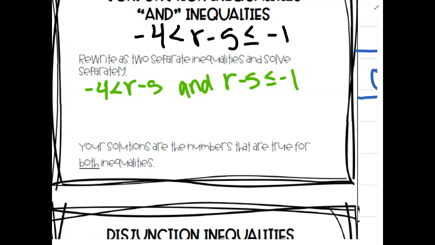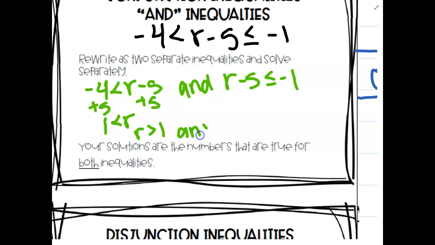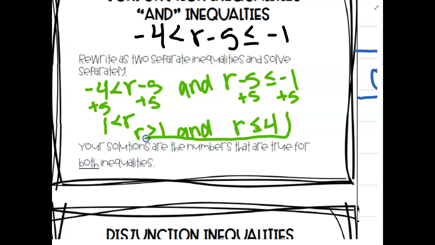To solve this, you're just going to solve both of them. For the first one, to solve for r, we add 5. Negative 4 plus 5 is 1, is less than r. The best way to write your answer, remember we talked about this yesterday, is to flip it around and say r is greater than 1, and then to solve the other one, we add 5 and have r is less than or equal to negative 1 plus 5, which gives me 4. This is your answer: r is greater than 1, and r is less than or equal to 4.